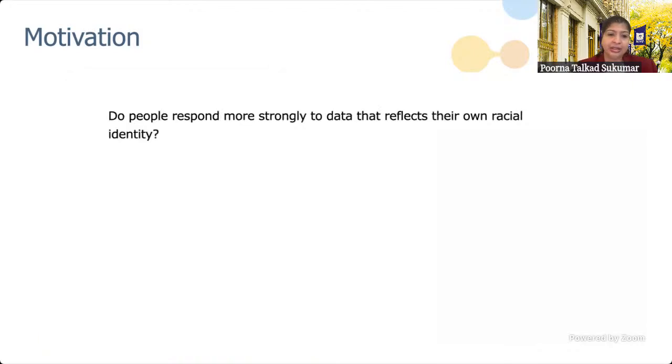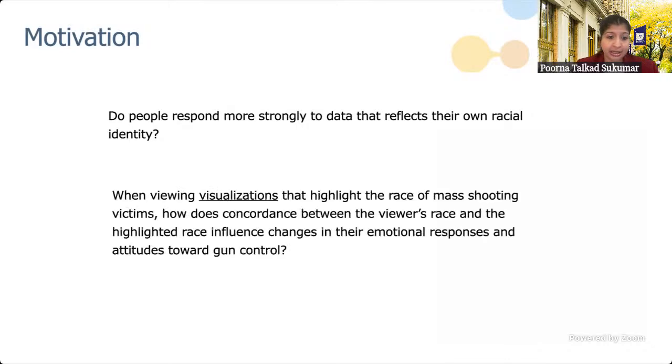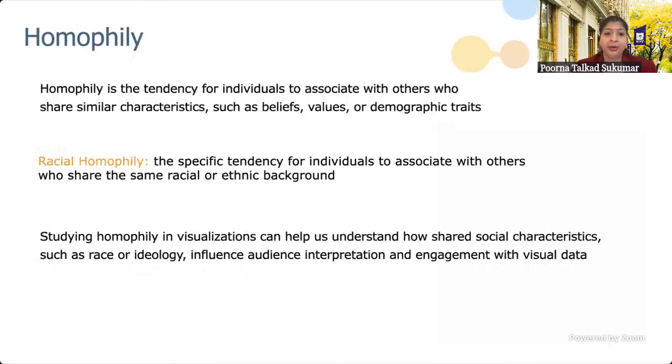And this got us thinking, do people respond more strongly to data that reflects their own racial identity? And does this translate to visualizations? So we asked, when viewing visualizations that highlight the race of mass shooting victims, how does concordance between the viewer's race and the highlighted race influence changes in their emotional responses and attitudes towards gun control? In other words, we wanted to examine homophily in visualizations.